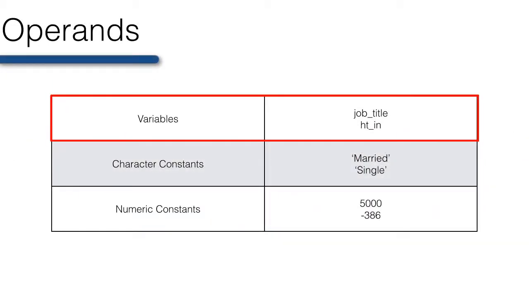Expressions can include variables like job_title and HT_IN. They can also include constants. Constants can have character values like married or single, or they can be numeric. Character constants must be enclosed in quotation marks, but numeric constants should not. Taken together, the variables and constants make up the operands of an expression. Additionally, expressions use operators to specify the conditions that SAS will evaluate.